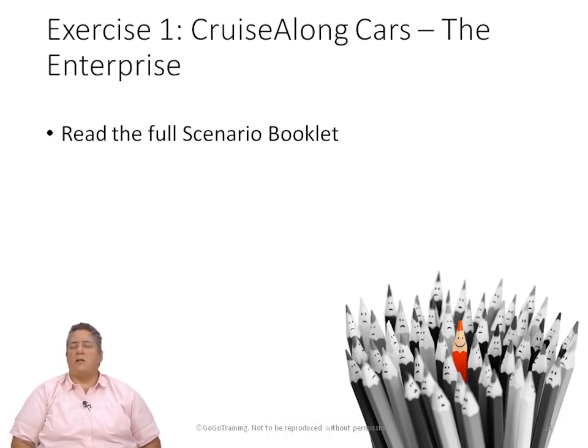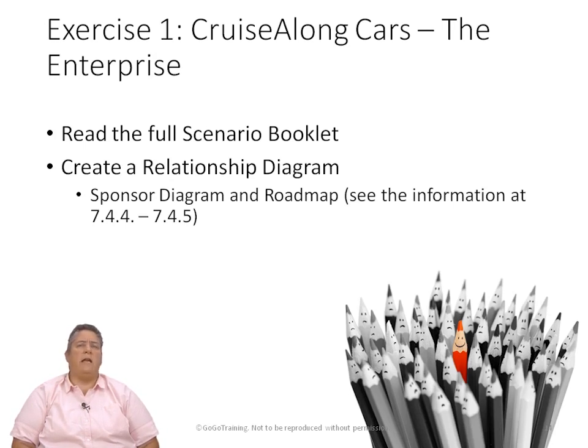Again, we're using CruiseAlong cars, so go out and make sure that you've downloaded the scenario booklet. You just need the first 2 pages of this, the core information. And so I'm asking you to read that full scenario booklet. And then I want you to create a relationship diagram. I want you to go through that and analyze that case study and figure out who exactly is doing what to whom. So there's multiple organizations, and you're going to need to show the relationship, what they're good at, what they're providing, what they're doing. So create a relationship diagram.